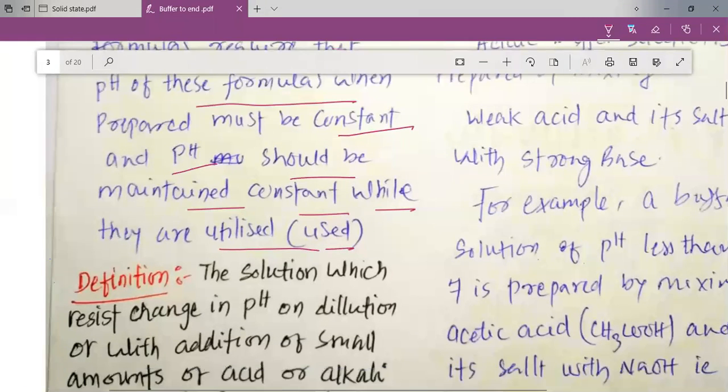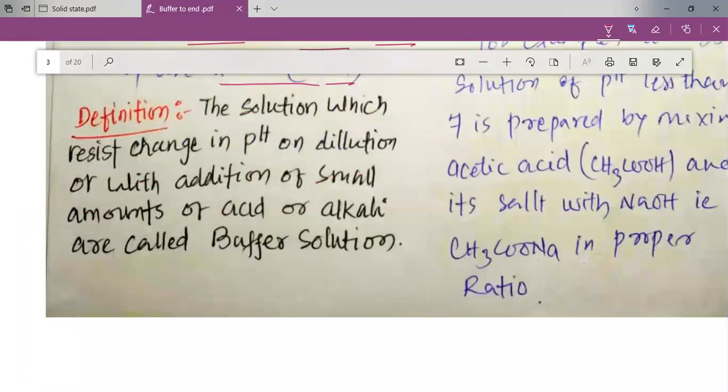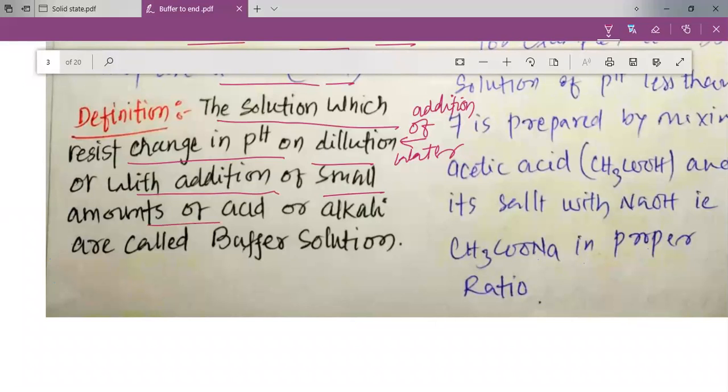Now, my dear students, we are going to study the definition of the buffer solution. The solution which resists the change in pH on dilution. Dilution means addition of water. Please remember that dilution means addition of water. So the solution which resists the change in pH on dilution or with addition of a small amount of acid or small amount of alkali is called a buffer solution.